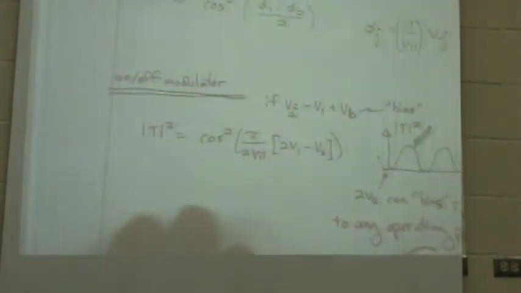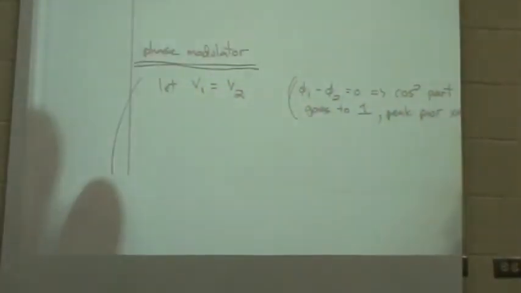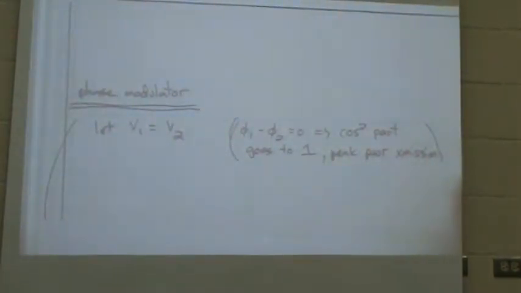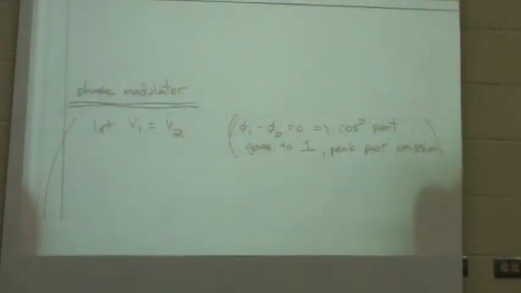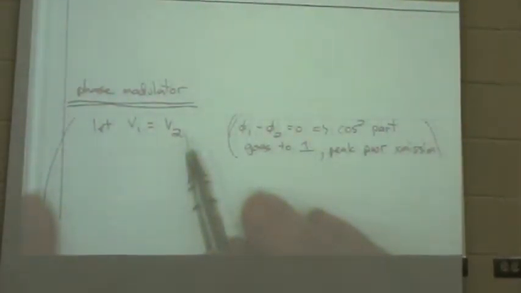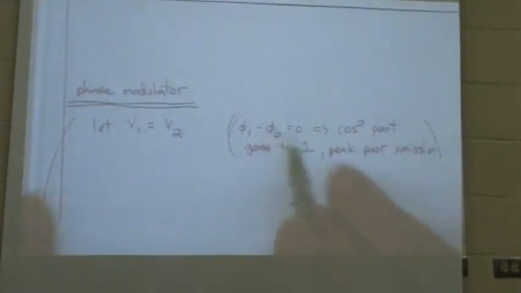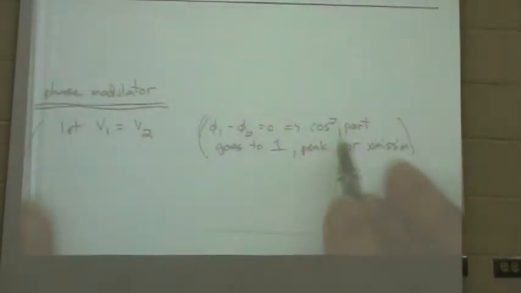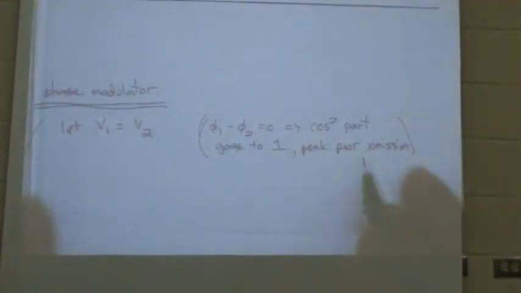Can I make a phase modulator out of that? We said, well, we have these coherent schemes where I would like to put the information, instead of on and off, into the phase, right? If you want to do the math, you can set that voltage equal to that voltage rather than the minus, and then the phase difference goes to 0. Cosine of 0 is 1. So now I'm always at peak power transmission.